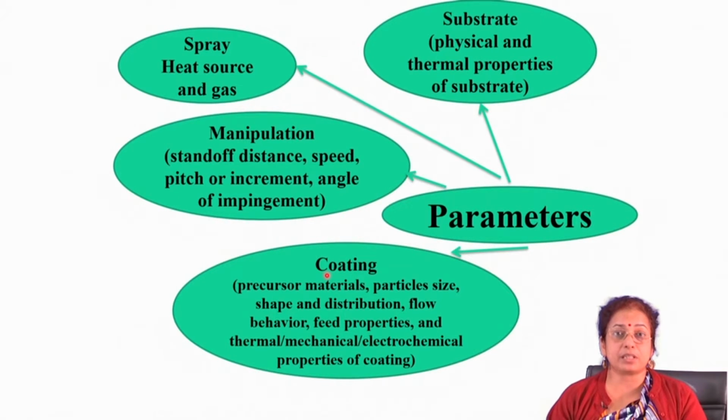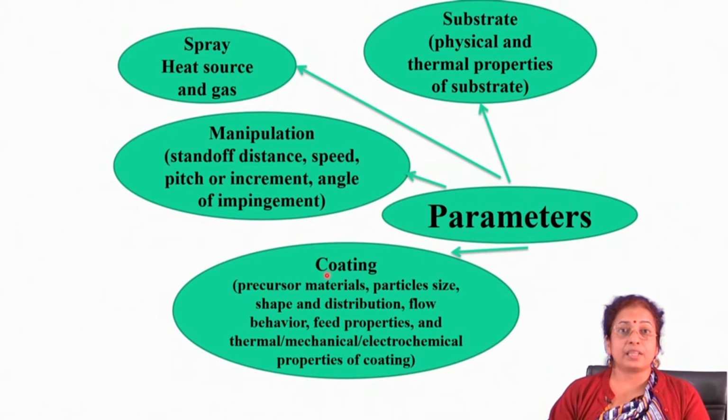These are the parameters which are very important, because these actually dictate the quality of the coating. Mainly these manipulation parameters determine the roughness, the strength of the coating, the microstructure of the coating, as well as the defect density of the coating.